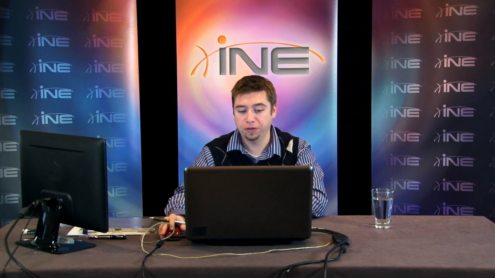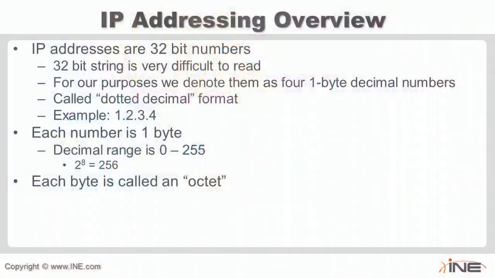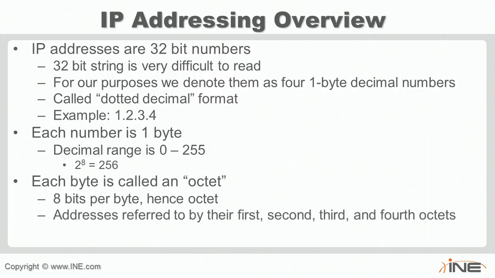But the key is that since these numbers are always represented in binary from the router's point of view, we're always going to be looking at 2 to some power, which in this case is 2 to the 8th for 8 bits per byte. And it means that each of the bytes is going to have a decimal range of 256 possible values. So it starts at 0. The maximum value is going to be up to 255. And each of these is what we call an octet, because there's 8 bits per byte. So each of these numbers that are separated between the dots are going to be our octets, where typically the addresses are referred to by their first, second, third octet, and fourth octet.